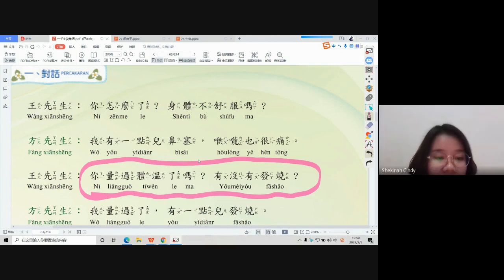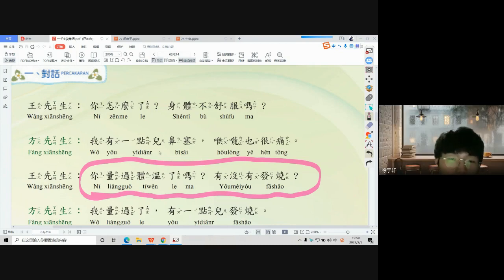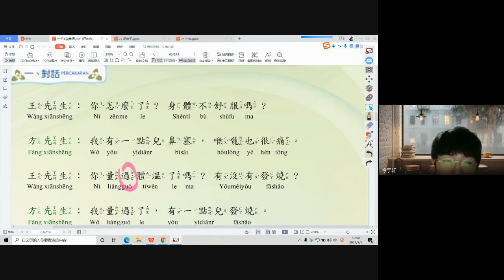Yes. What's the meaning of 量过体温 and 体温? Okay. So here, 过 after a verb means have you done something. You remember this usage of 过? Yes. Okay, so here we need to learn about 量体温.